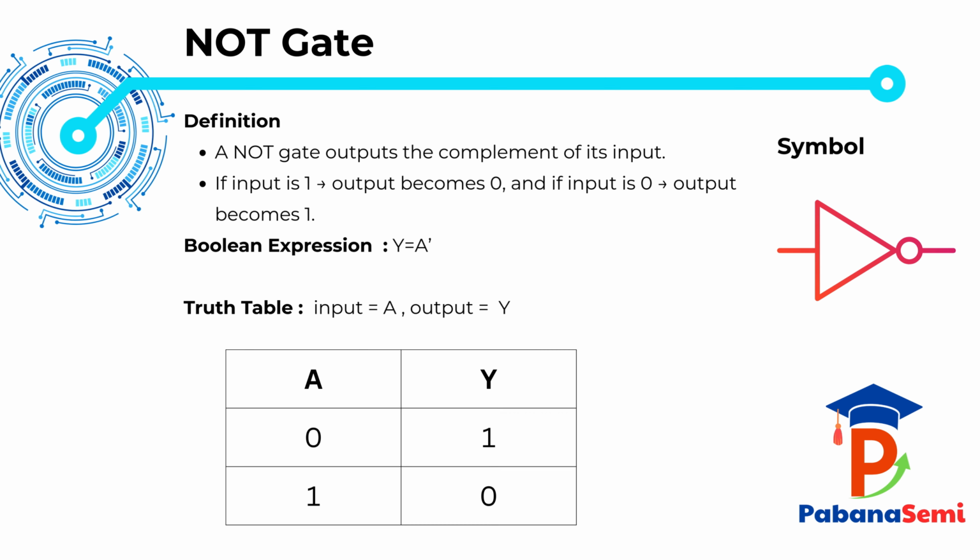On the right side, the symbol depicts a triangle, complete with a small bubble at the output. That bubble signifies inversion. This is precisely why the gate flips the input value. To summarize, the NOT gate is a one-input gate that simply produces the opposite logic level at the output. This inverter is utilized everywhere in digital circuits, especially when we require active low signals or when we wish to complement data.